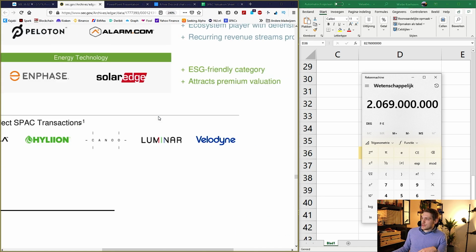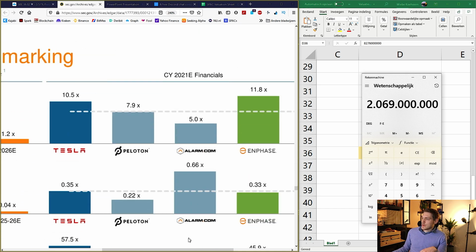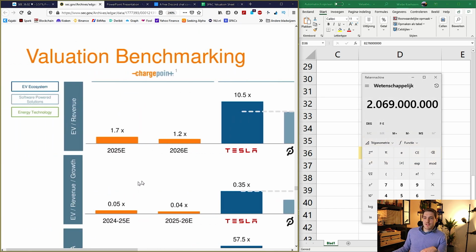For that, we're going to go to a different page, which says valuation benchmarking. This is a very important page if you want to value SPACs. What they do here is they compare themselves with other companies out there, and they basically look at their own metrics, their own revenue multiples, for example, and they compare those multiples to other similar companies out there. We are going to take a look at this metric over here, which is the EV to revenue multiple, so the enterprise value to revenue multiple.